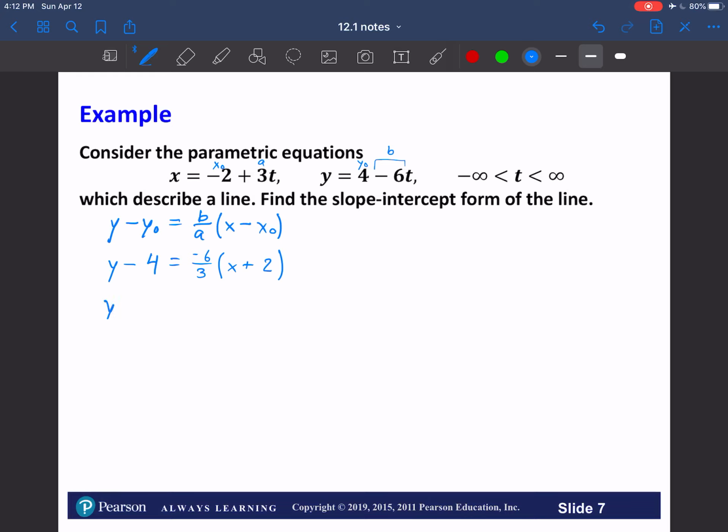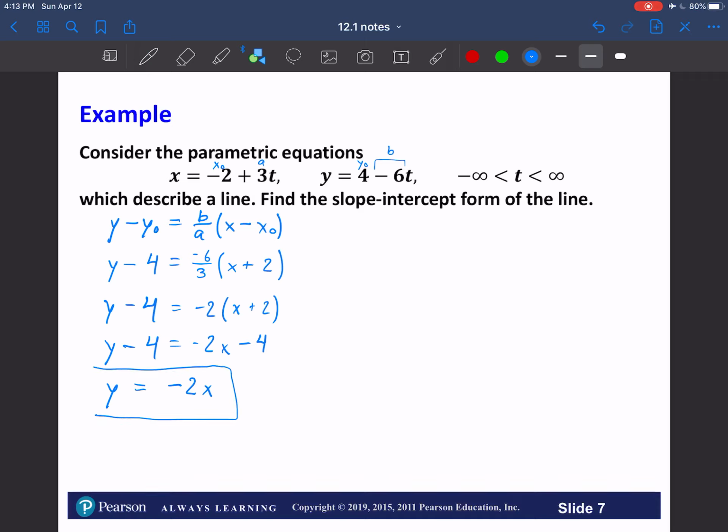If we simplify this a little bit, we get y minus 4 equals negative 2 times x plus 2. Y minus 4 equals negative 2x minus 4. Add 4 to both sides, and you get y equals negative 2x. And that's what we wanted. We wanted something that was in slope-intercept form, and this is precisely what we got.